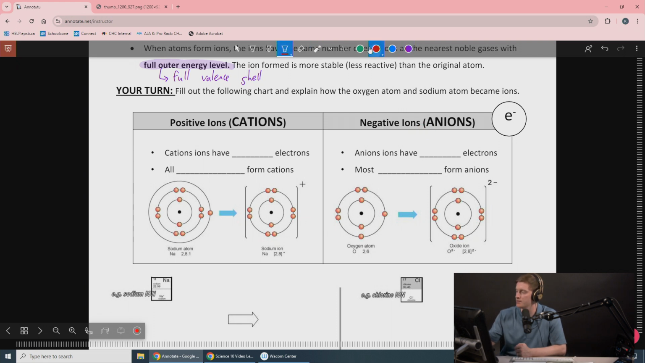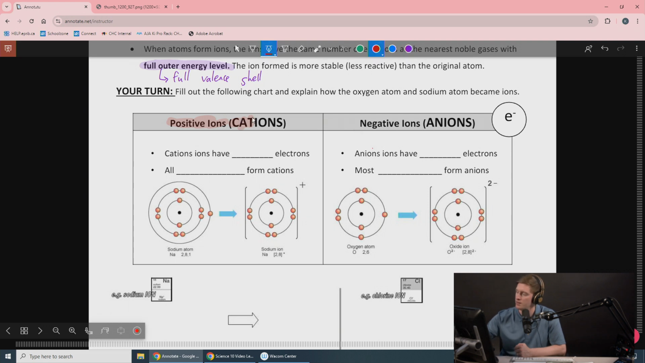Cations are our positive ions. I remember that cations are the positive ions because I like cats. I look at the word cat and I think cats are cute. That's a positive thing for me. I remember that cats are our positive ion because they are adorable. And here is a poor drawing of a cat to represent my love for the cations. Marvelous.